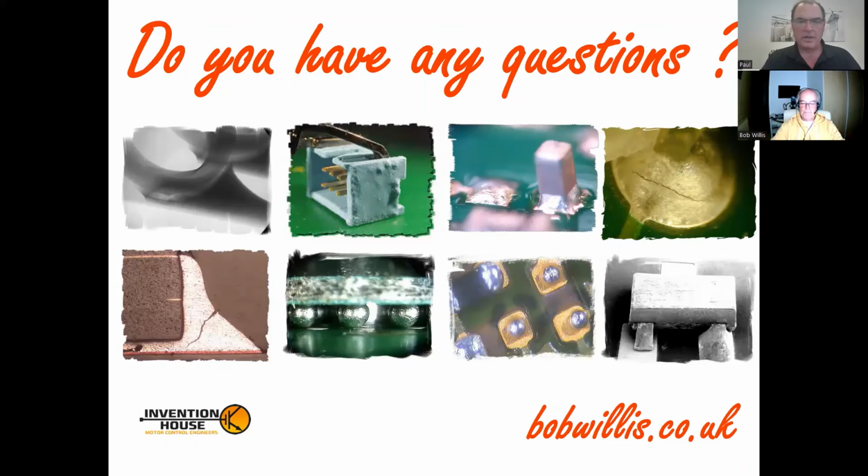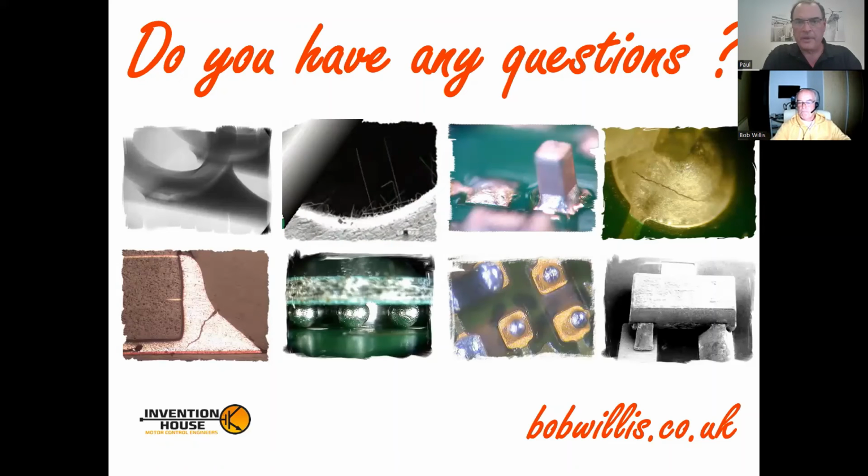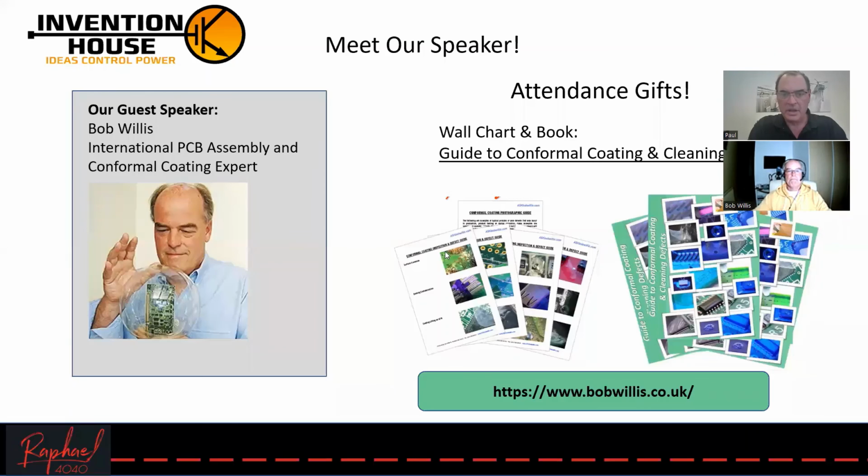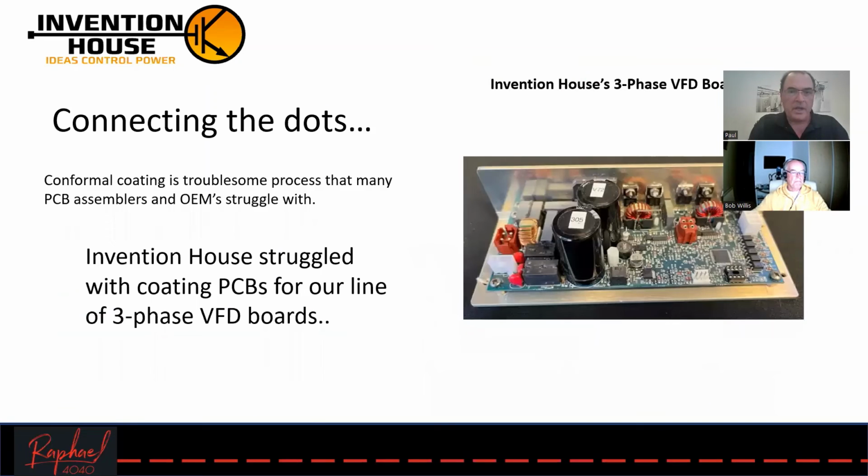Okay, great. That looks like all the questions for now. Now, what I'd like to do is tell you a little bit about what we do here at Invention House. As I mentioned in the beginning, we specialize in conformal coating robotics, and I just want to show you a little bit about what we do here, just to wrap things up. So to connect the dots, Invention House is a 22-year-old company, and we're based in St. Louis.